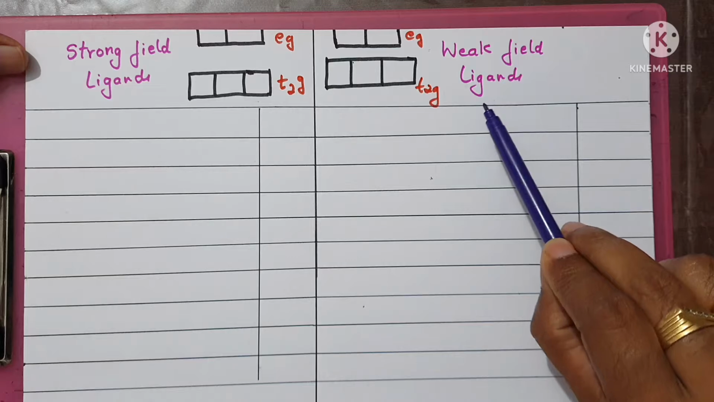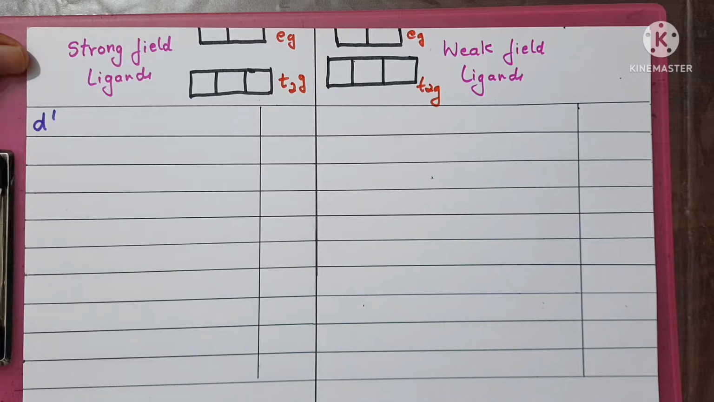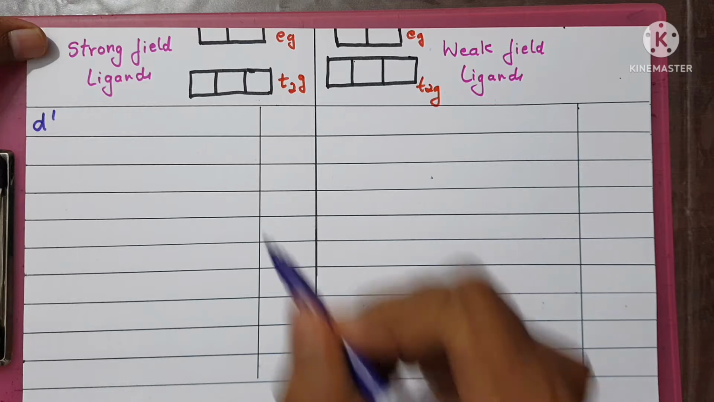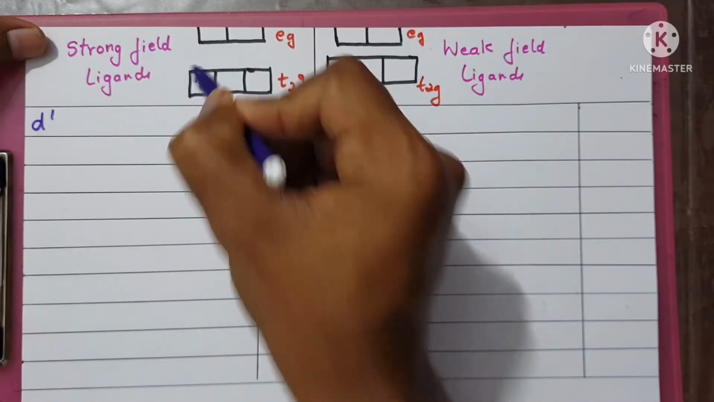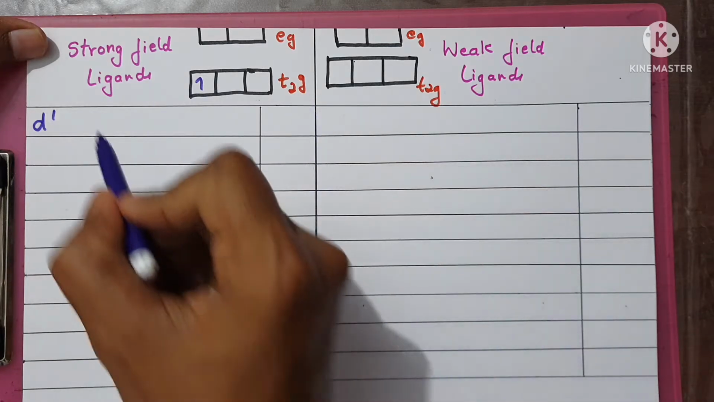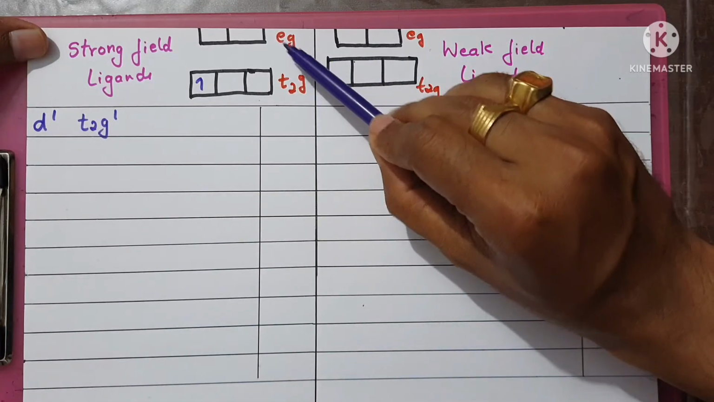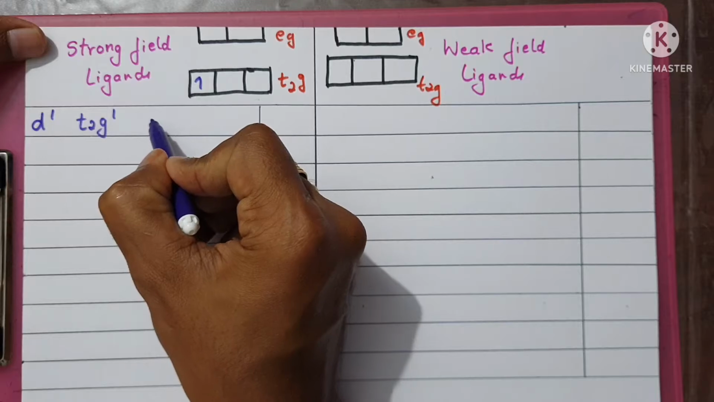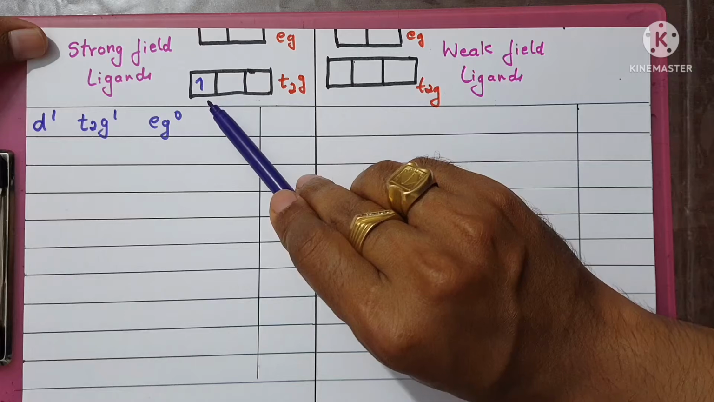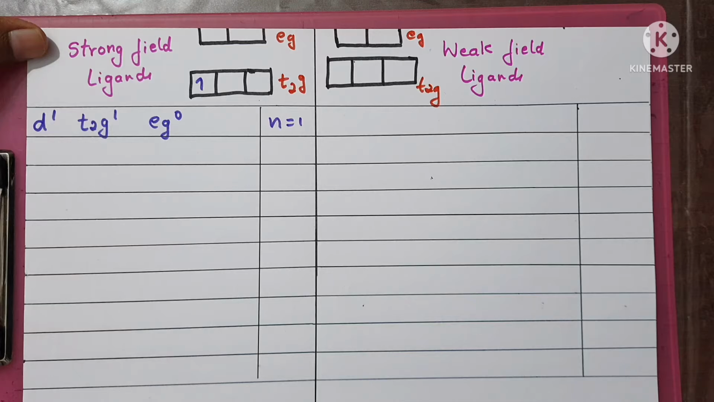Now let us start with the first, d1 configuration. If I take d1 configuration, here 1 is nothing but 1 electron. So first I will fill in 1 electron here. I have filled 1 electron and it is entering the t2g. So I will write the electronic configuration as t2g1. And how many electrons are there in eg? There is no electron. Therefore, I will write eg0. The number of unpaired electrons right now is 1. Therefore, n is equal to 1. I'll go for the next one.